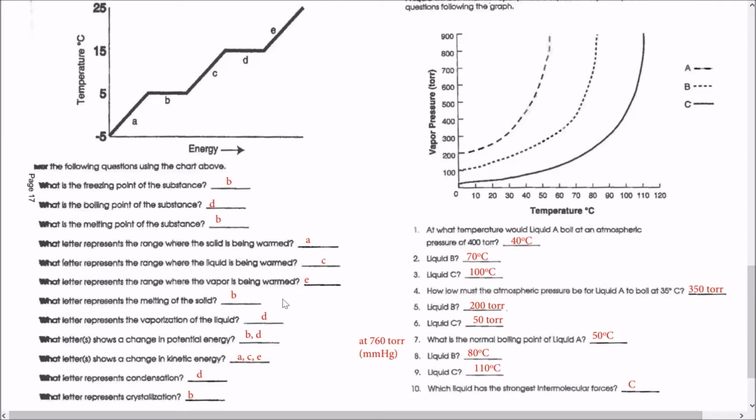So then all these kind of fall in line. Like here, A is where the solid is being warmed, C is where the liquid is being warmed. So you can just pause here if you want all the letters. One thing I do want to talk about though is a letter that shows a change of potential energy. That's these phase changes, because the potential is changing because the intermolecular forces are changing, but the actual kinetic energy isn't changing unless you see a change in temperature. So phase changes change the potential energy, and the heating and cooling of different substances change the kinetic energy.